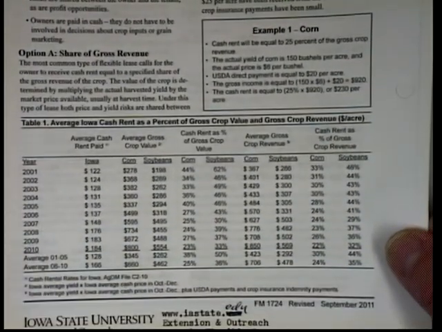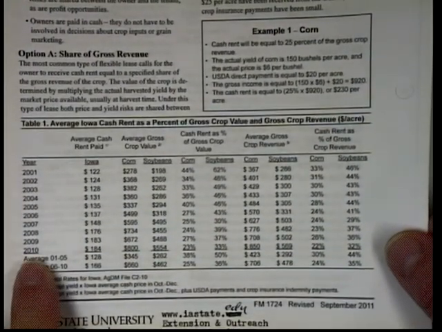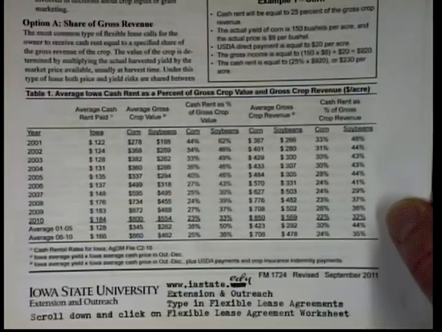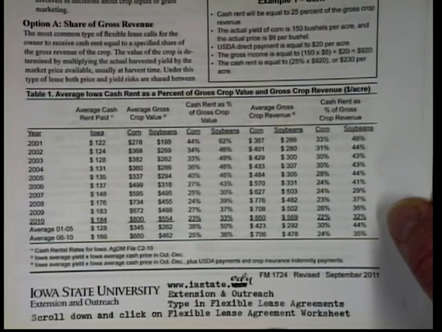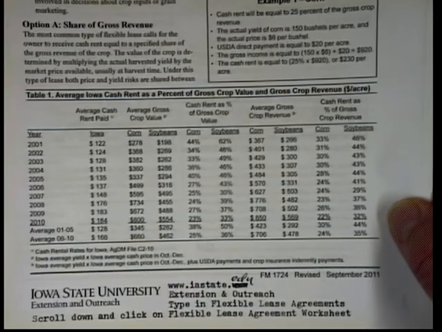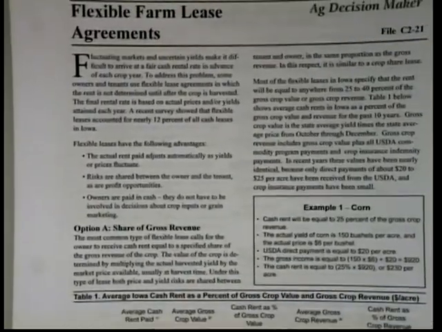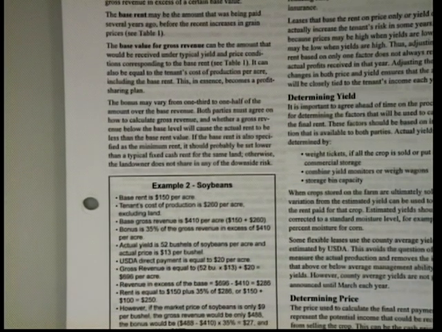This was run off a few years ago in 2010. But if you want to do this calculation online, you can go to www.iastate.edu. Go under Extension and Outreach. Type in Flexible Lease Arrangements. Scroll down and click on Flexible Lease Arrangement Workshop Worksheet. And all this is there. It has some samples. But if you look at it, it walks you through who and what.